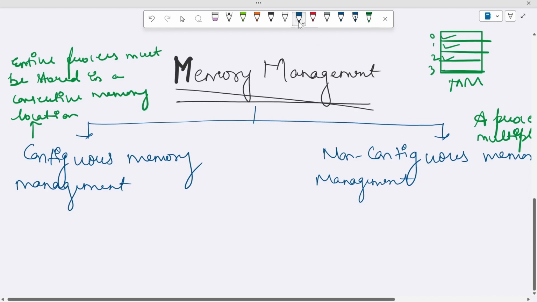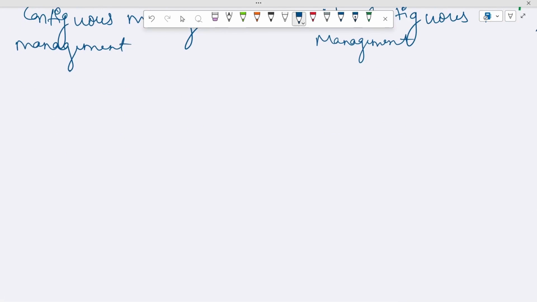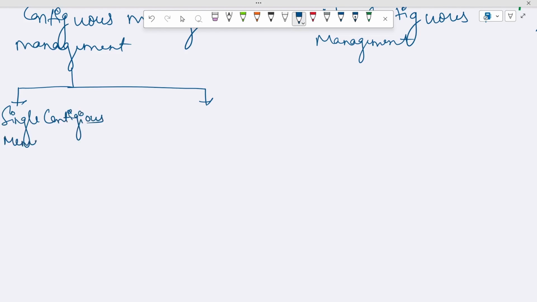Now, further, contiguous memory management is divided into two parts. What are these parts? The first one is called the single contiguous memory management scheme, and the second is multiple partitioning.